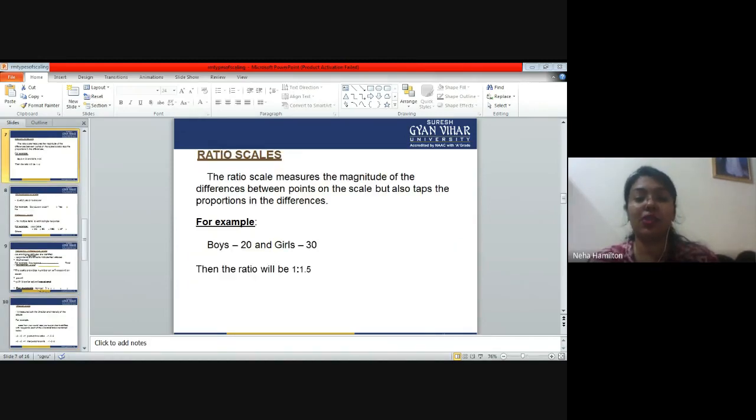Then we have ratio scales. Now, what are these ratio scales? The ratio scale measures the magnitude of the difference between the points on the scale, but also taps the proportion in the difference. So the difference is also very clearly specified. For example, if the boys are 20 in a class and the girls are 30 and the total strength is 50, we can divide the 50 into 1 is to 1.5. That means among the total people, 1.5 people are girls and 1 person is a boy. So we have divided it on the basis of ratio. So this is called a ratio scale.